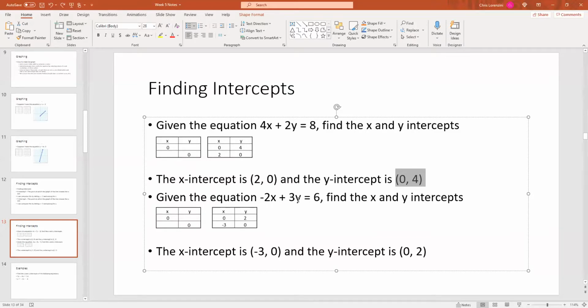Next one, negative 2x plus 3y equals 6. Finding the x and the y-intercepts. I make my table. I let x equal 0, y equal 0. Solve for the remaining variable. X is equal to 0. That term goes away. 3y equals 6. Y must equal 2. When I let y equal 0, that goes away. Negative 2x equals 6. Divide both sides by negative 2. X is equal to negative 3. So my x-intercept's at the point negative 3, 0, and the y-intercept's at the point 0, 2.